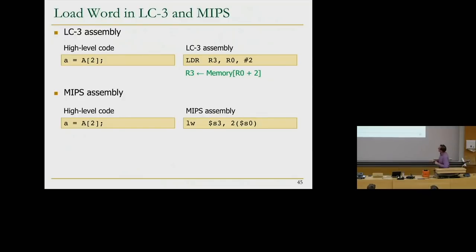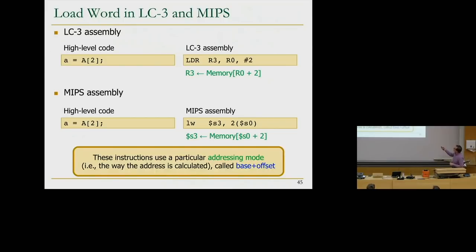MIPS is going to be similar. It's basically like this. You can see that the syntax is a little bit different, but it's essentially doing the same thing. Use the value in register S0 as the beginning address of A, add 2 to it, access the word in memory, and put the data into register S3. These instructions use a particular addressing mode, called base register plus offset. It's called base plus offset or register plus offset. You can see both. The addressing mode is how you calculate the address that you're accessing in memory.